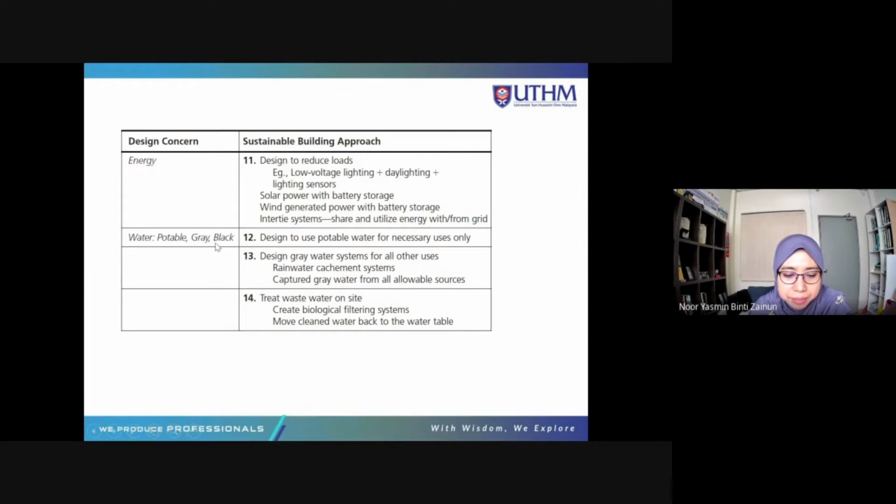Water: potable, grey, black. Okay, for water, we actually design to recycle back the water. For example, design grey water system. Grey water tu tahu tak air apa? Grey water is from the kitchen, daripada sinki, dapur, pantry apa semua tu, that is grey water. Air tu dah tak sesuai untuk diminum, but it can be used for watering the plant, siram pokok. Contoh yang kita nak buat dekat dalam masjid UTHM, the grey water from the wuduk. Air daripada wuduk tu kita nak recycle balik guna untuk siram pokok.